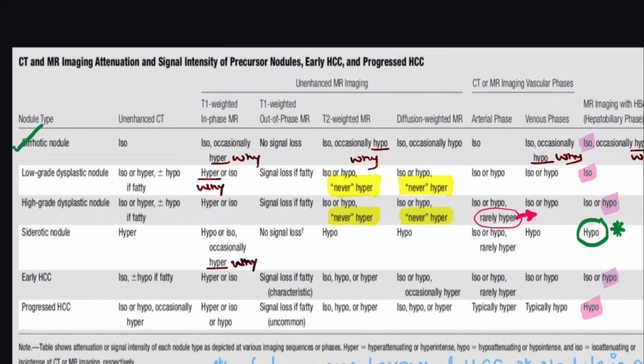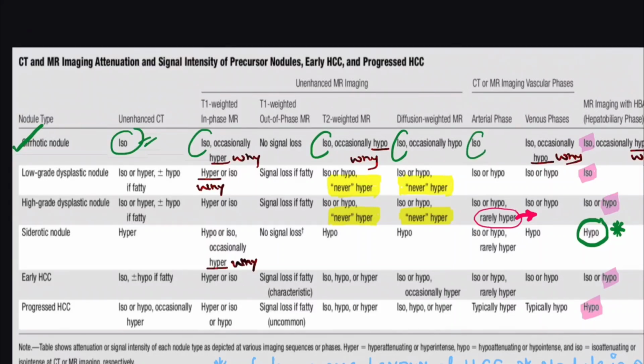First are the regenerative nodules, also called cirrhotic nodules. Just remember the word ISO for them, okay? They are ISO on non-enhanced images because they are just like normal hepatocytes. Though there is a difference at the genetic molecular level, for the sake of imaging just remember they are like other hepatocytes. So on unenhanced CT, they're ISO. On T1 images, they're ISO. On T2 images, they're ISO. On diffusion, they are ISO.